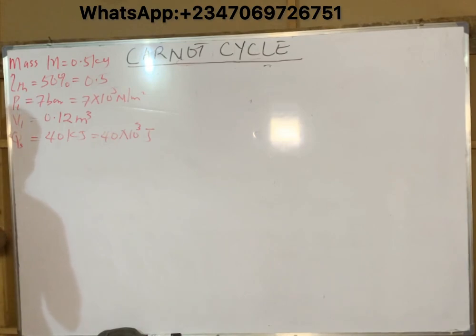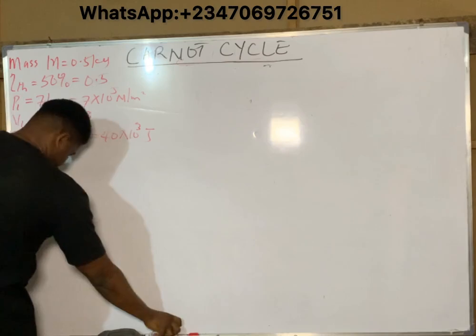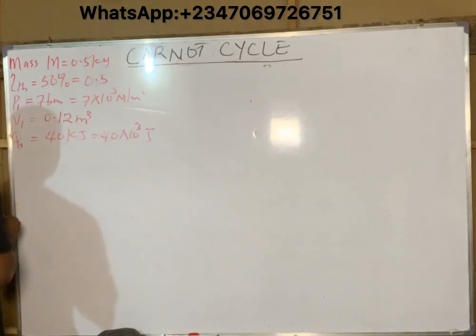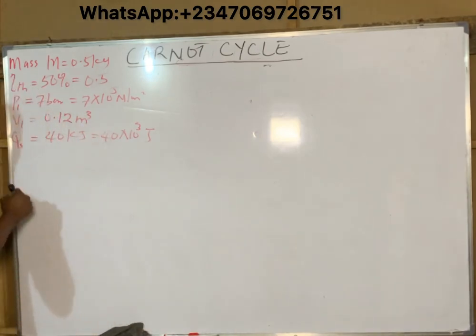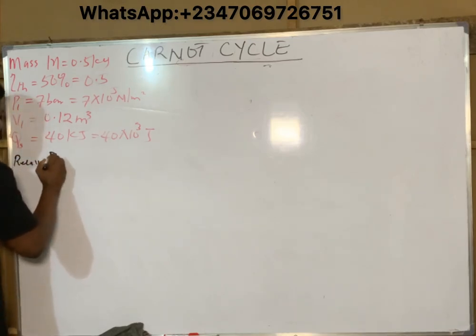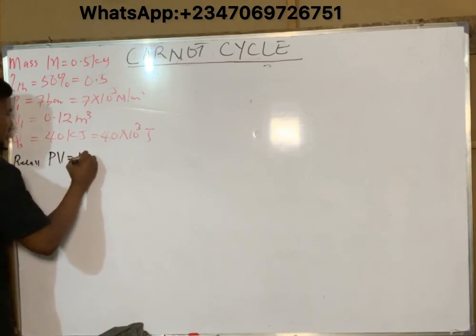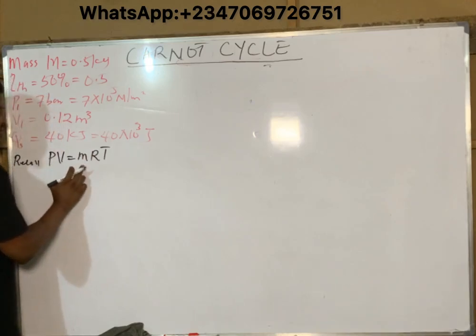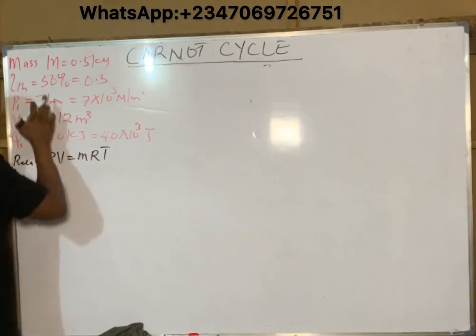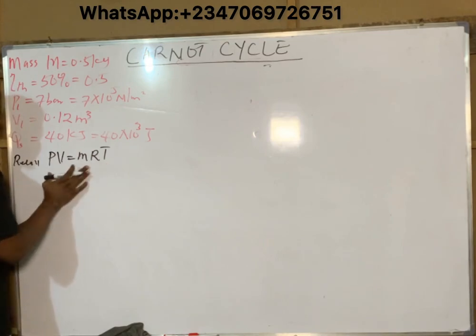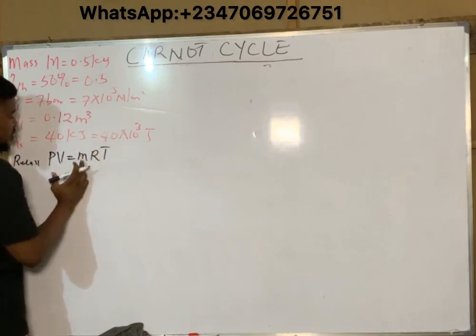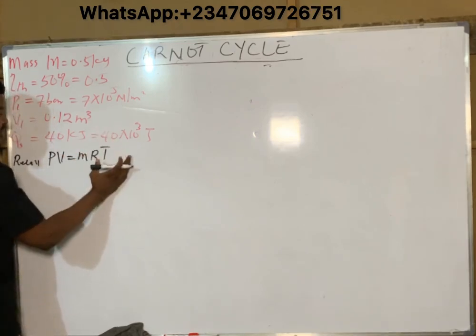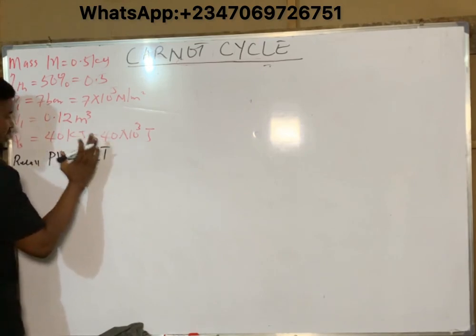So the first question says we should find the minimum and maximum temperatures. To do this, you recall from the equation of state that PV is equal to mRT. Now we're introducing M because there is a mass given to us. If you keep the formula as PV equal to RT, we're going to have the unit as joules per kilogram. So the mass here helps us to cancel the kilograms, and we'll have our unit in joules.